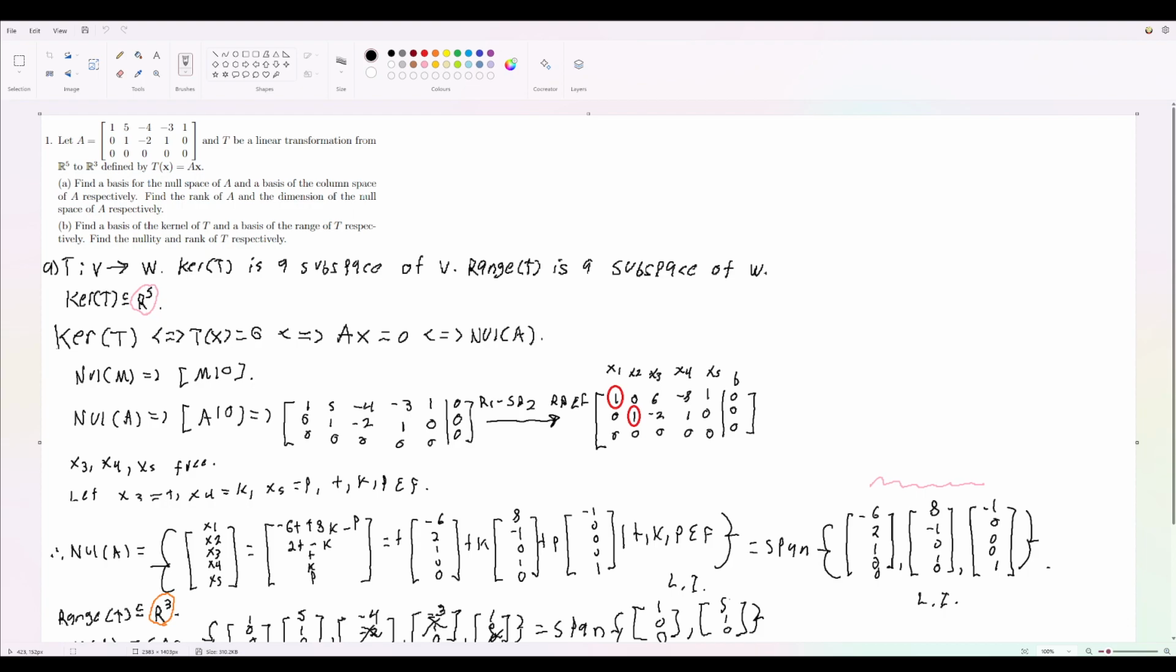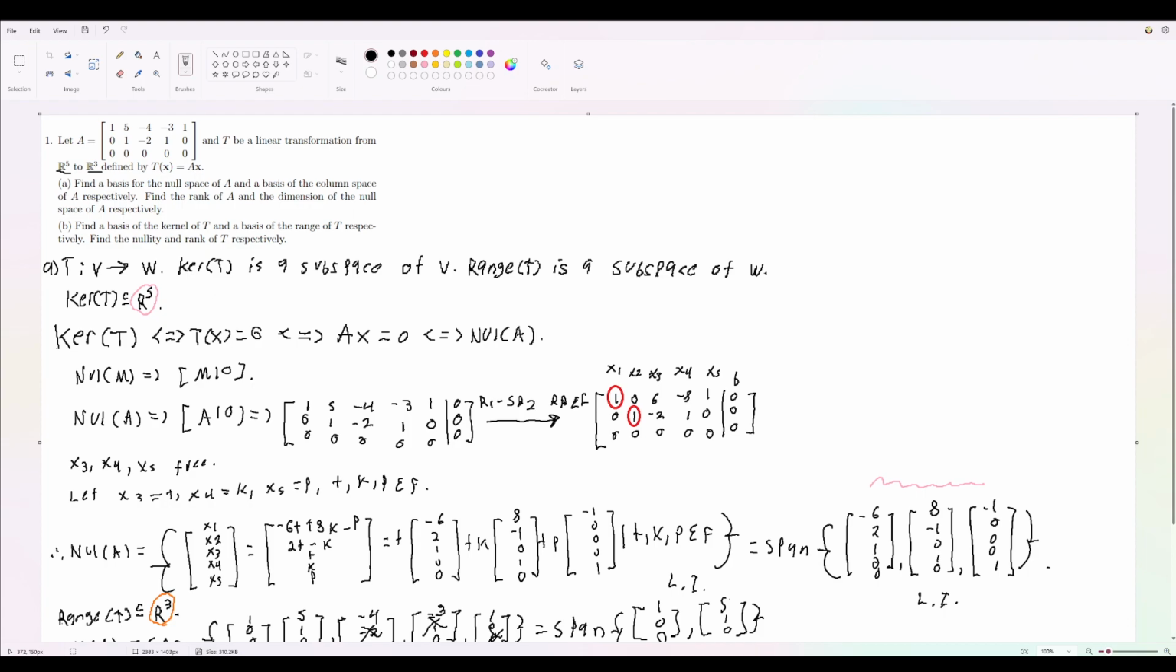So as previously, we're just going to look at the transformation. Where's it going? T is going from V to W. If this is the case, we have the kernel of T is a subspace of V, range of T is a subspace of W, where kernel of T is a subspace of R5 in this case. Right, we can use these pieces to figure out what to look at.